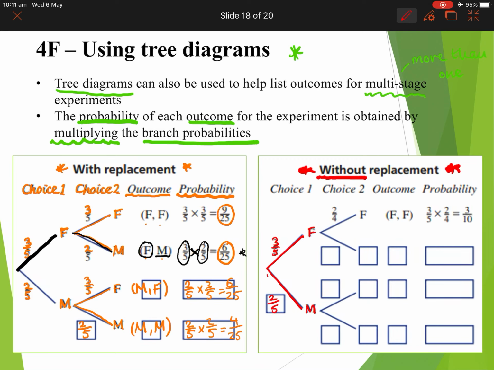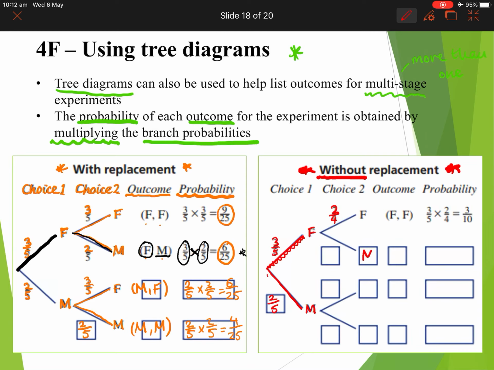When you go to choose your next person, let's say we've gone along here. We've chosen a female first, okay? So to choose another female, we can't choose that first one again. So that means instead of 3 females, we now only have 2 females to choose from, because it's without replacement, so we can't choose that person again. And instead of 5 people to choose from, because you've already chosen one person, the total of people to choose from is out of 4. Okay, so it's a little bit tricky.